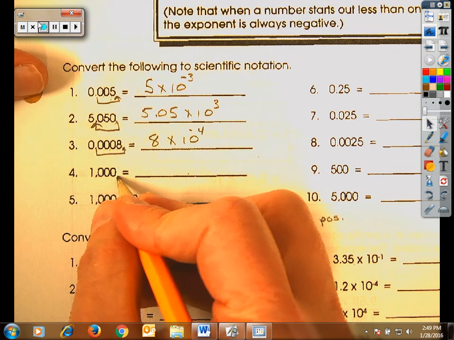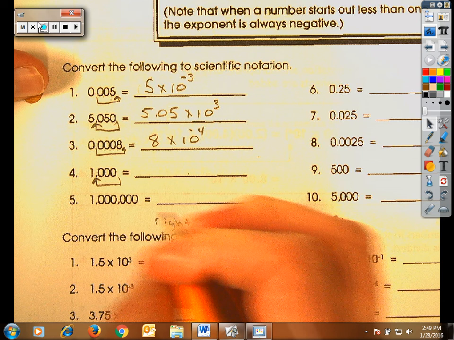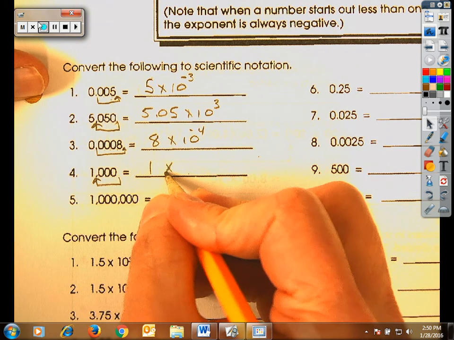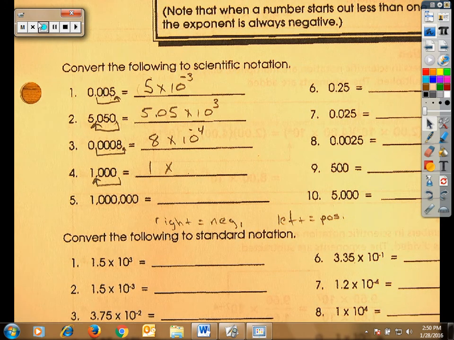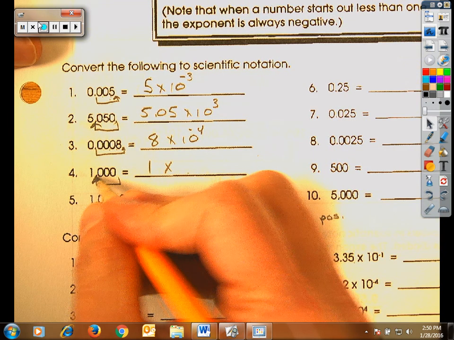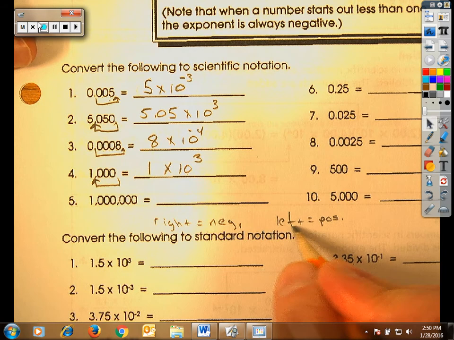Again, if there's no decimal point, assume it's at the end. Move it so there's one number in front of it. One significant figure here, 1 in our scientific notation. So we just write down 1, not 1.0, not 1.00, just 1. We moved the decimal point 1, 2, 3 places. We moved it to the left so it stays positive.